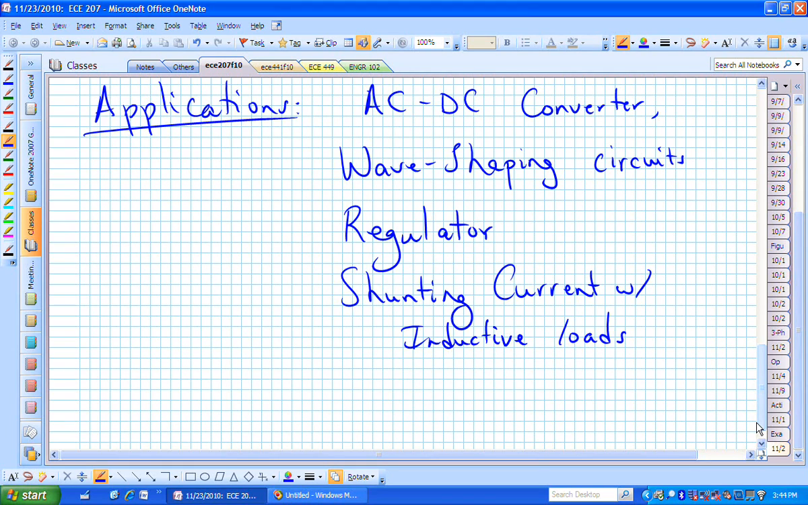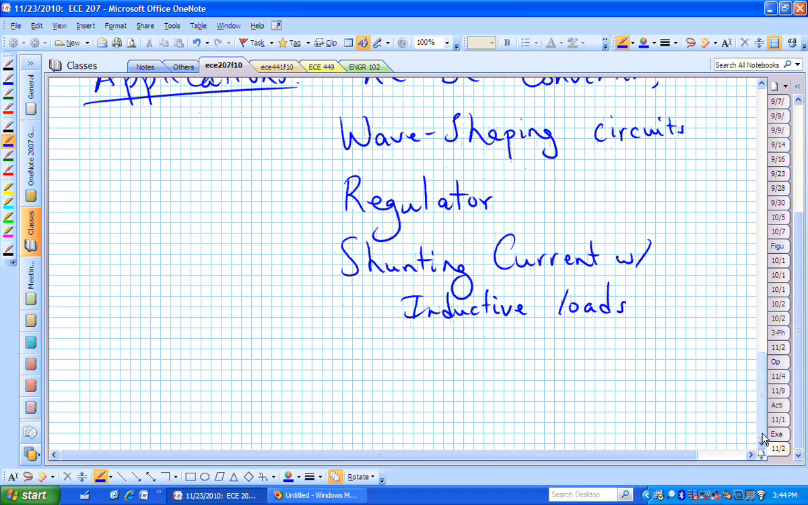What's our relationship for current and voltage on an inductor? ELI. V is equal to L di/dt. So when we stop the current, we have a big di/dt, we have a big voltage spike. And that's not a good thing to have. And so we would like to maybe allow that current to be shunted around that inductor.